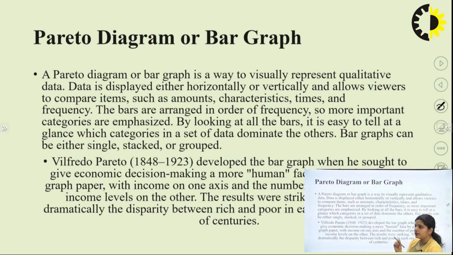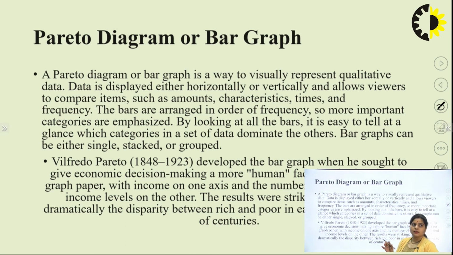So these numeric data are known as quantitative data, which represents the quantity of particular data. As compared to quantitative data, qualitative data is simply used to define things, for example if you are comparing items, like amounts, characteristics, items, times and frequencies. These kinds of data come under qualitative data. For the representation of this kind of data, the Pareto diagram is used.